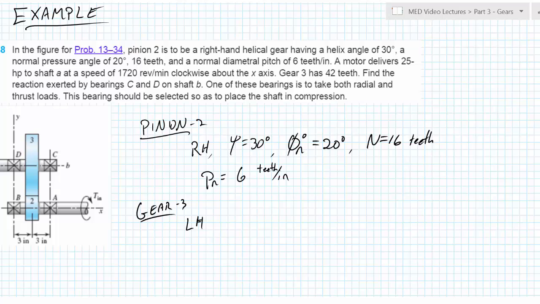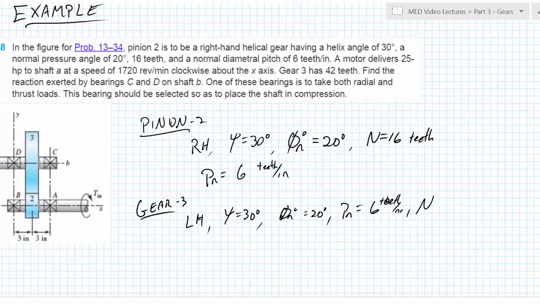But if you do opposite-handedness, then they can be parallel to each other. And gear 3 is obviously going to have the same helical angle, otherwise the gears won't mesh. It's going to have the same pressure angle, otherwise, again, the gears won't mesh. It needs to have the same normal pitch, and of course, the same transverse pitch.